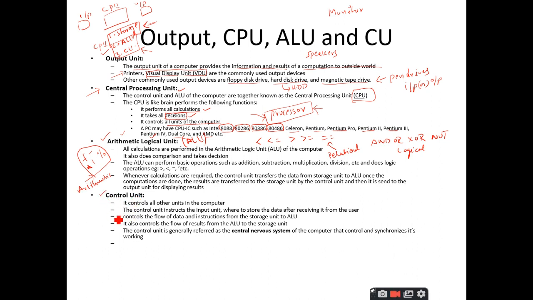And the last part we are going to discuss under this CPU is the control unit. The name itself gives the idea that it is going to control. So, it is called the nervous system. Everything in our body is controlled by the brain and through the nervous system. So, this control unit we call the nervous system of the computer.